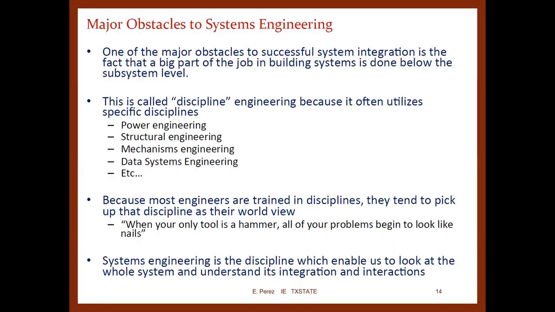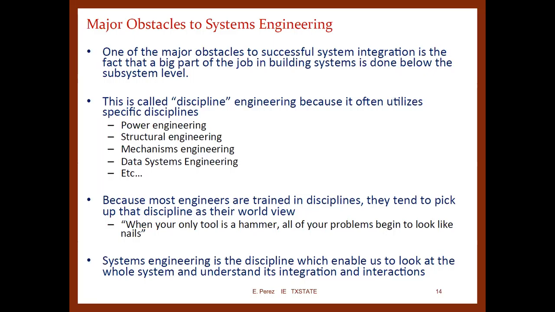So there's a point at which you as a systems engineer have to say, okay, I'm going to be looking at the performance from this level up. And then from the subsystem level down, I'm going to be relying on people that are experts in specific disciplines. These different disciplines are listed here. For example, power engineering, structural engineering, mechanics engineering, data systems engineering. So the idea is that you have this complex endeavor. There's no way that you can keep track of every single detail of the development. But up to the subsystem level, you're going to rely on those experts to give you the information that you need in order to make decisions at the macro level.